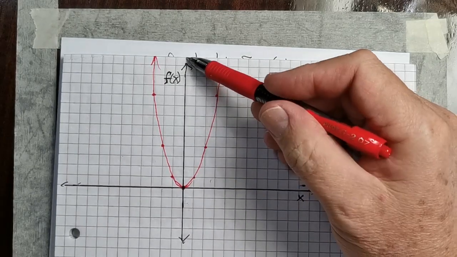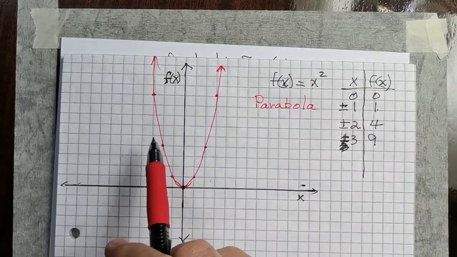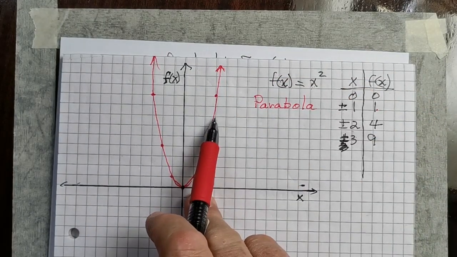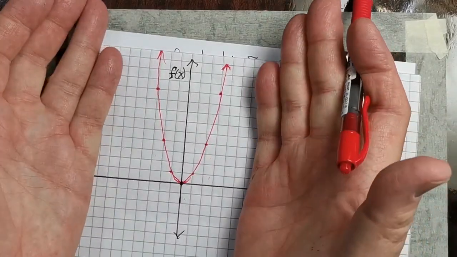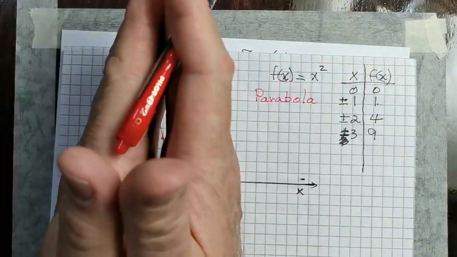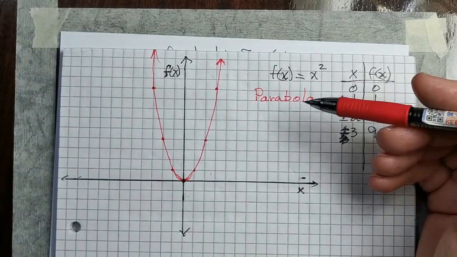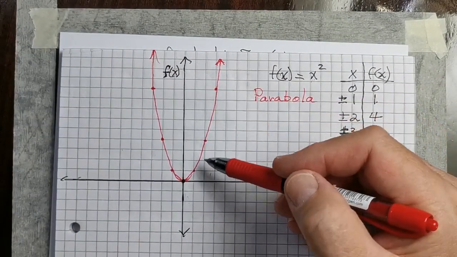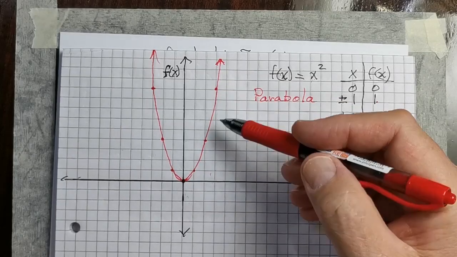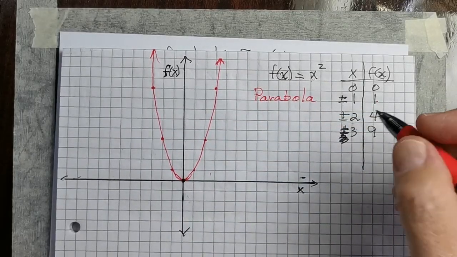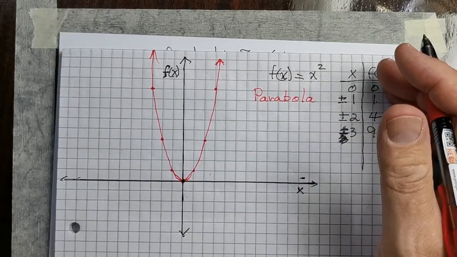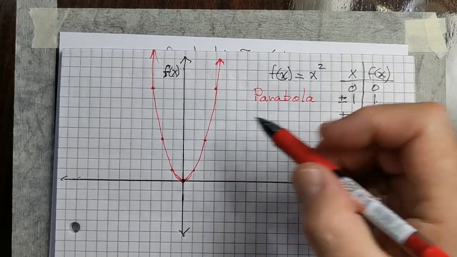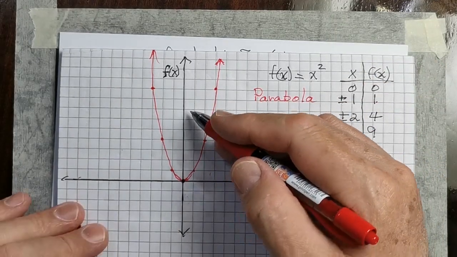If you were to fold the paper right down this line, you would see that this left side falls on top of the right side. Just imagine that you fold it right in the middle, and you would see that these two halves fall right on top of each other. Provided I drew it perfectly anyway. So it is symmetrical. Now, it is symmetrical about this line called the axis of symmetry.